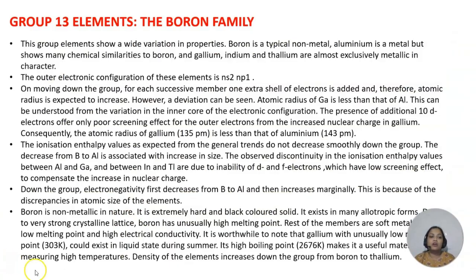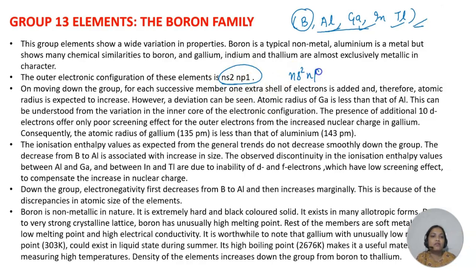Now let us talk about the group 13, that is boron family. We will be mainly focusing on the important points, otherwise there is a lot to learn in the chapter. So you know that the elements are boron, aluminium, gallium, indium and thallium. These are the elements of boron family. You know boron is a non-metal, aluminium is a metal, okay, but there are some similarities to that of boron. Then gallium, indium, thallium, they are exclusively metal. We all know that when we are moving down the group, metallic character increases. Outer electronic configuration, ns2 np1, we all know.